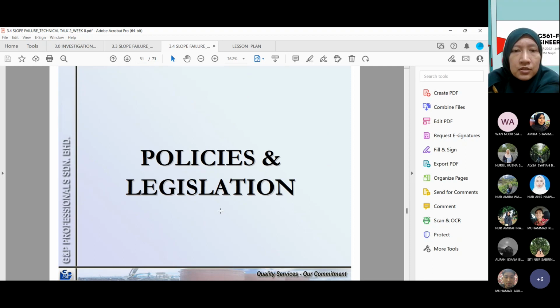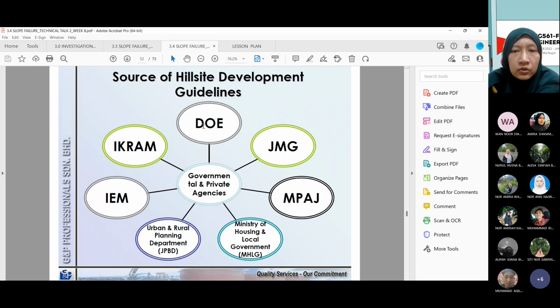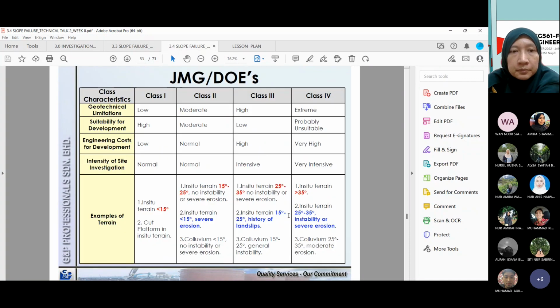Okay, policies and legislations. These are the parties involved: DOE, JMG, MPA, JPBD, IEM, ICRAM. So you have to find out any guidelines from all these parties, bodies of organizations. Does your design fulfil their requirements?